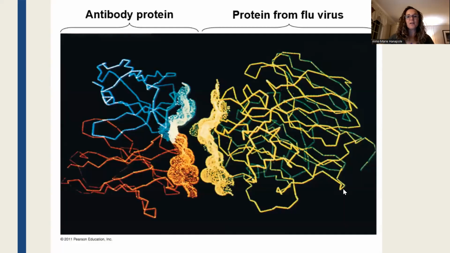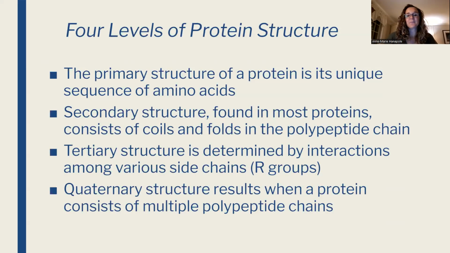So for example, here we've got an antibody. That is a protein that has a unique shape that matches the shape of a virus or a pathogen, so that it can attach onto it and disable that particular pathogen so it doesn't get us sick. So again, structure equals function.